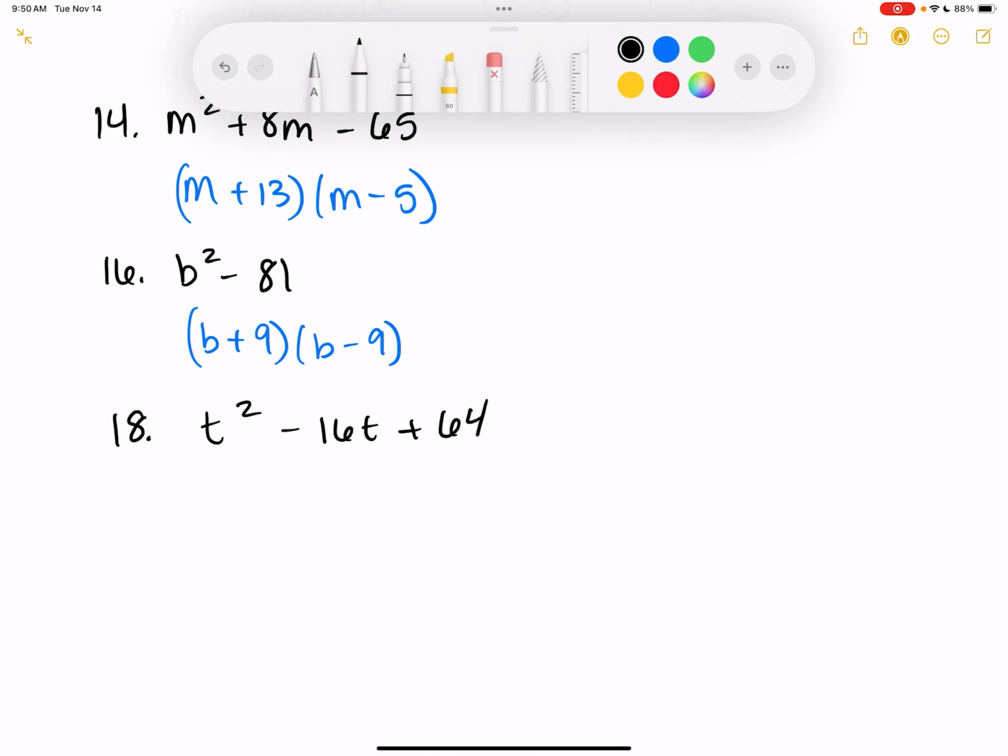The form for a perfect square trinomial, just as a refresher, is a squared plus 2ab plus b squared. So t squared is my a squared in this sense, and then it's 2 times t, and then b squared is 64, so what squared is 64? 8, and then whatever sign is on the middle term is the sign that we use, so this is going to be t minus 8 squared.